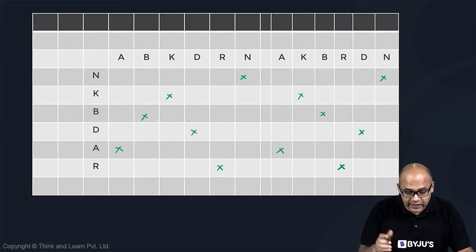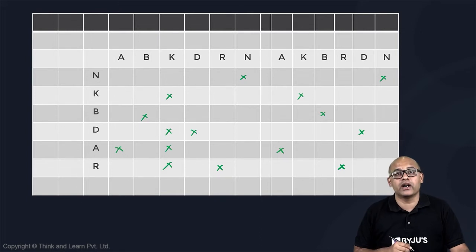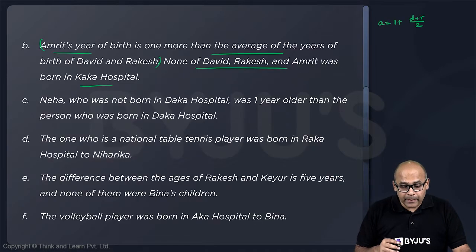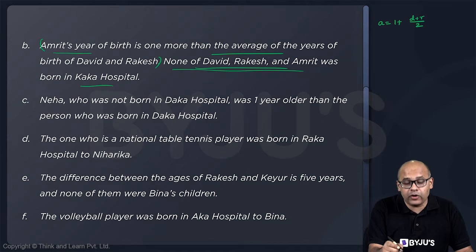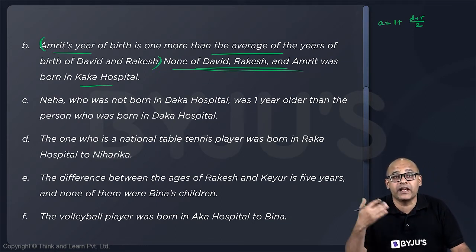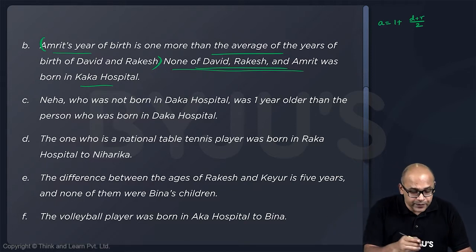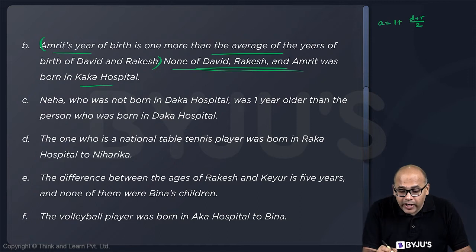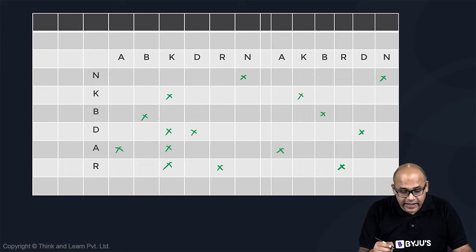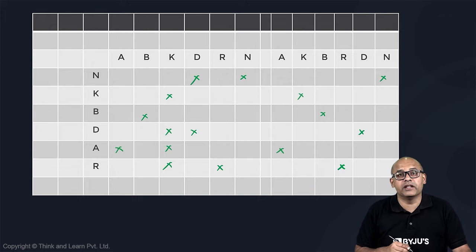This I can straight away use. So D is not Kaka, A is not Kaka, and R is not Kaka Hospital. So my indication is if I put a line basically and no bracket, it means the information has been used. Bracket means the information is left out for me. That's my symbols that I have devised. You can devise your own symbols. Neha, who was not born in Dhaka Hospital, I can immediately write this. Neha, not in D Hospital.